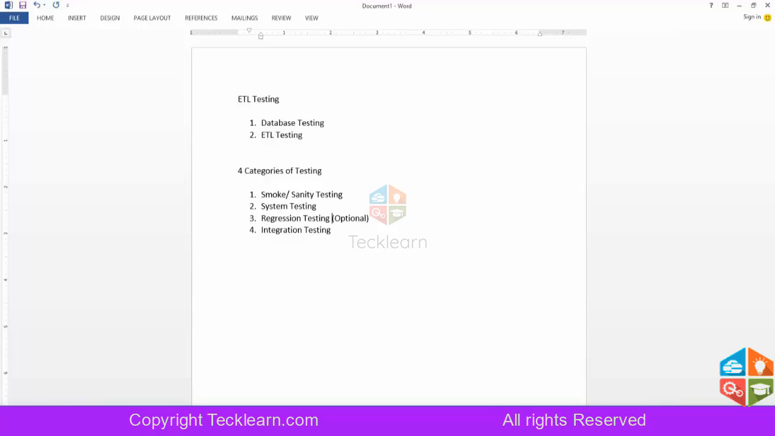The smoke and sanity testing is the preliminary testing that we do to ensure that the provided solution is in working condition. Whether it is working correctly or not is a secondary question. The first test we do is whether the given solution is working or not, whether it is fitting in our environment, and whether it is supporting the environment or not. This is the smoke test which we do before we actually begin any of the testing.